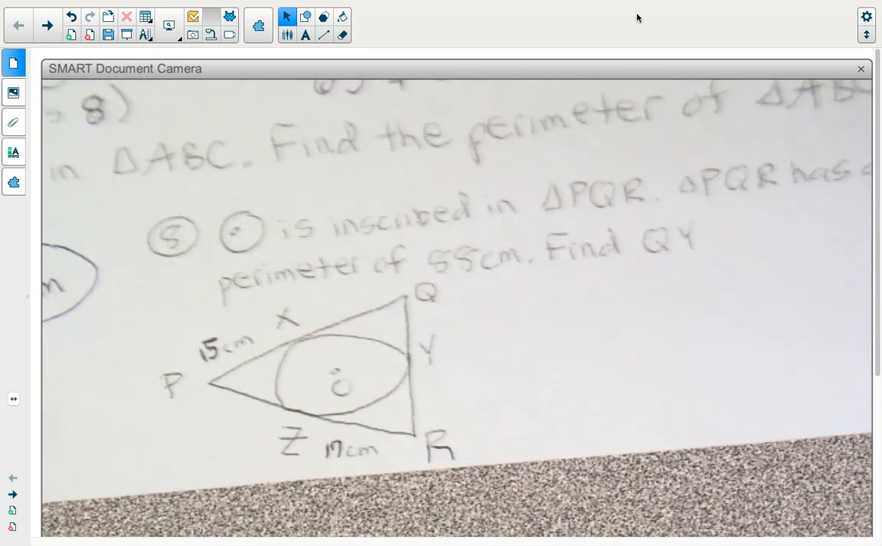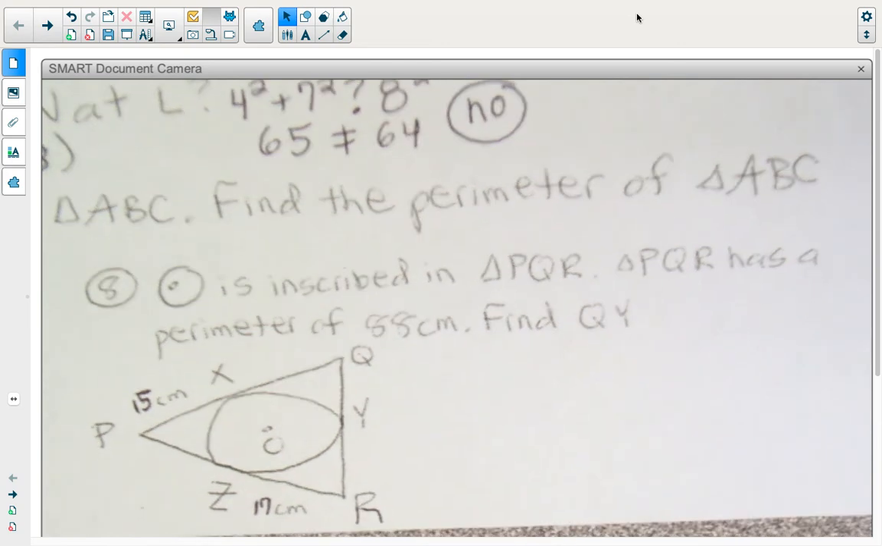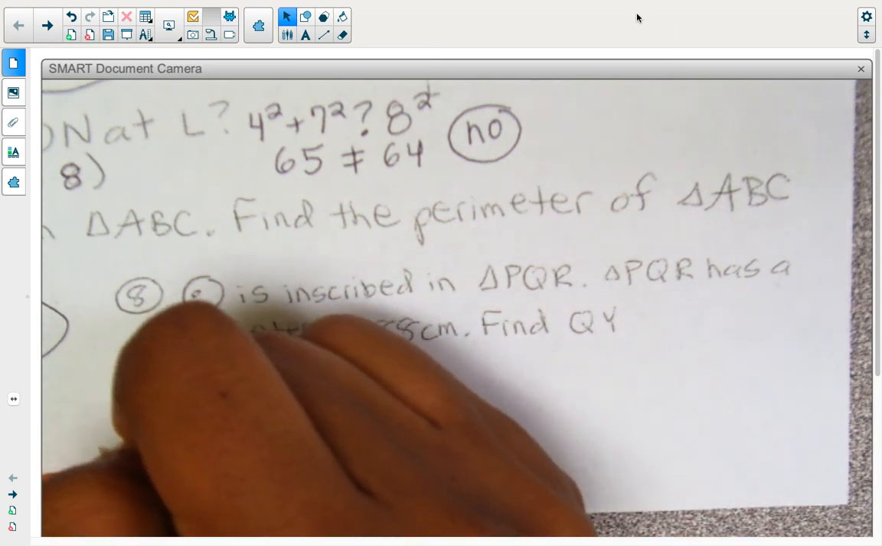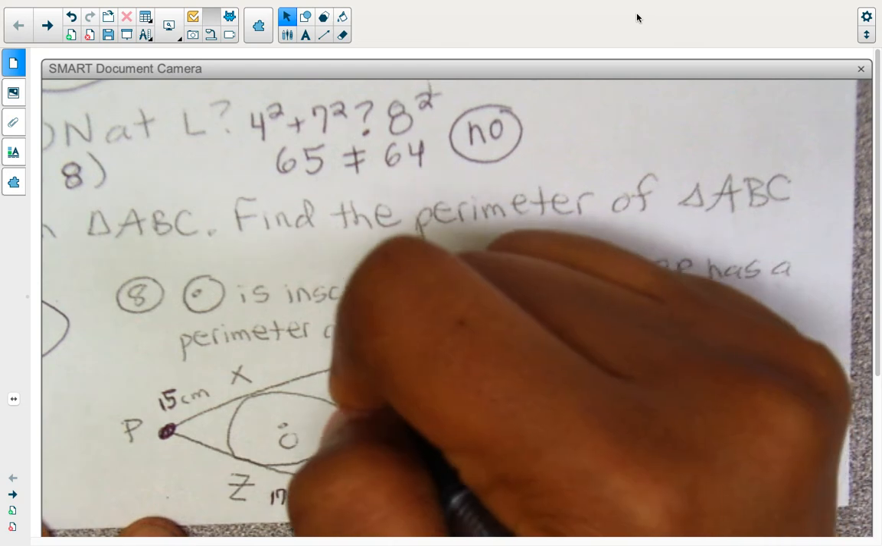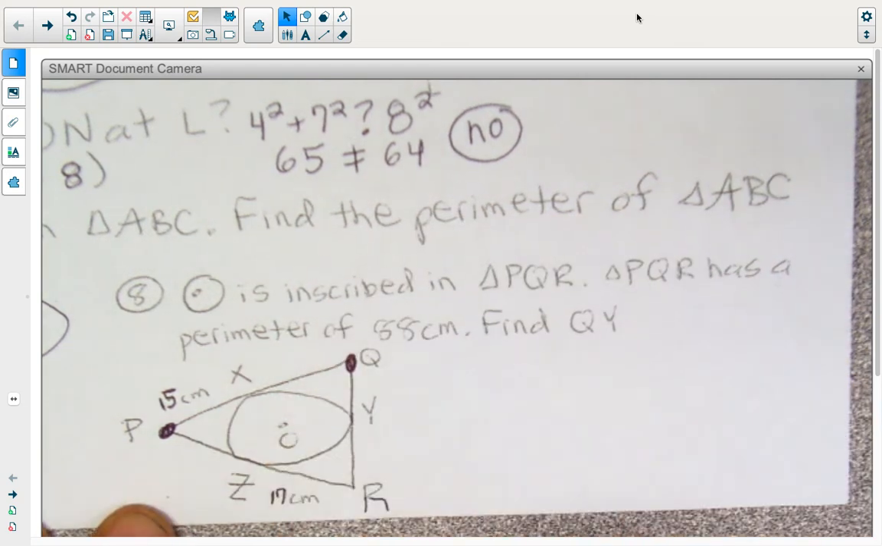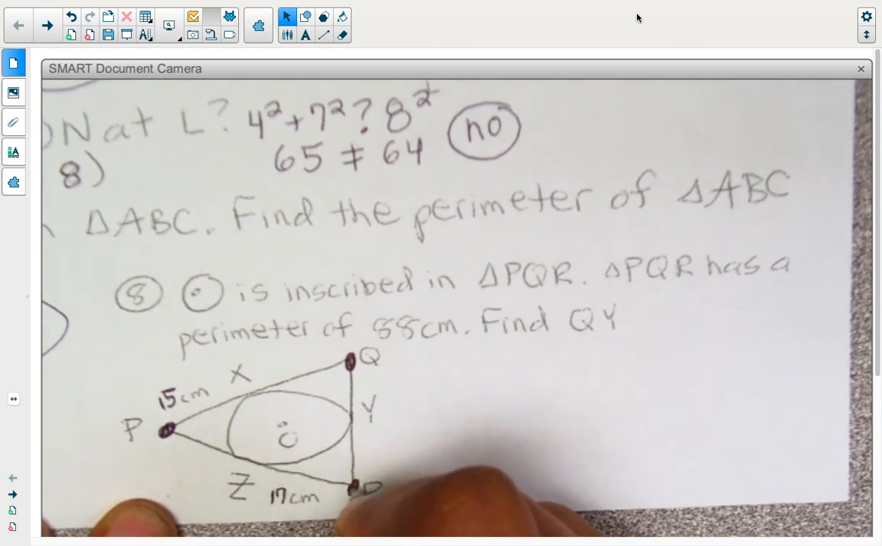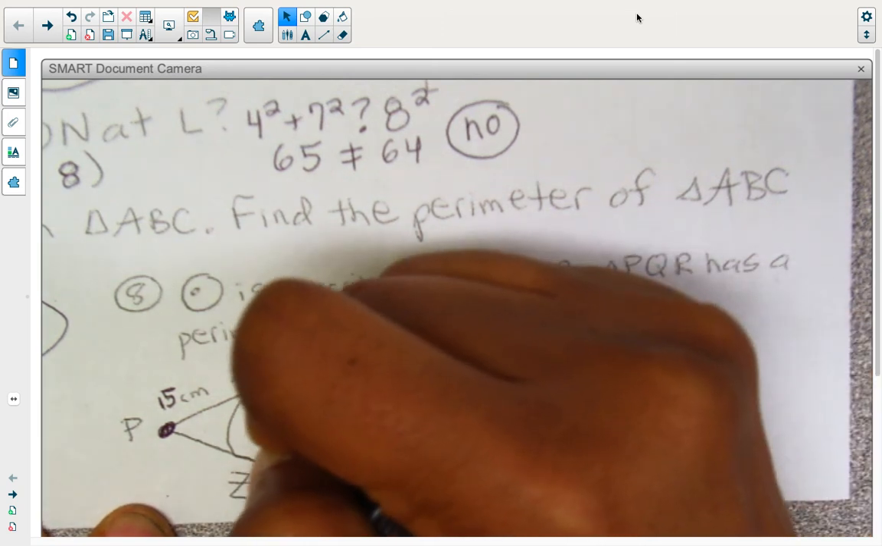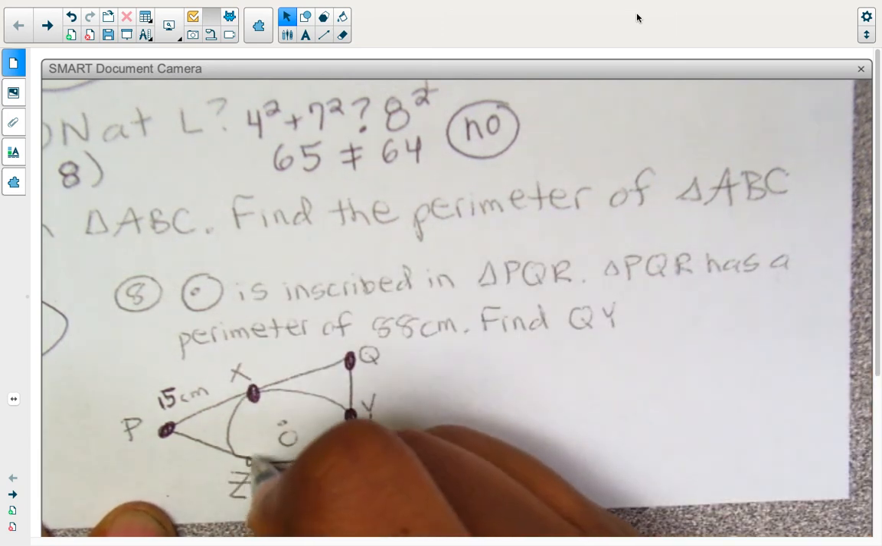Last one, we're going to do another inscribed circle here. This time we have circle O inscribed in triangle PQR. Triangle PQR has a perimeter of 88 and we want to find QR. So let me highlight my points outside of the circle. P is on the outside, Q is the outside, and R is the outside. Tangent points: I got a point at Y, a point at X, and a point at Z.